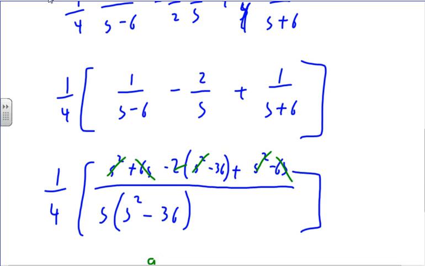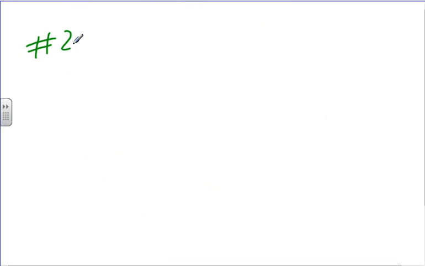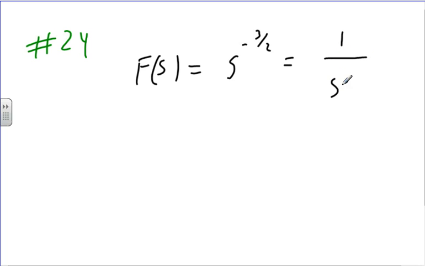I don't want to start with 24. Number 24. Okay, so f of s is s to the minus 3 over 2. Is that what that says? All right, so in order for it to be minus, oh, okay, not a problem. So this is 1 over s to the 3 over 2, right?